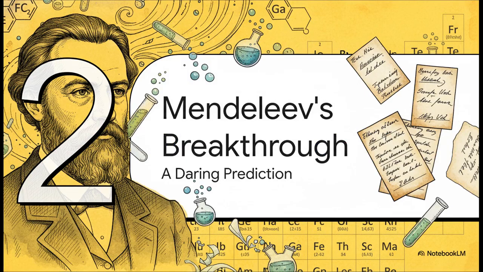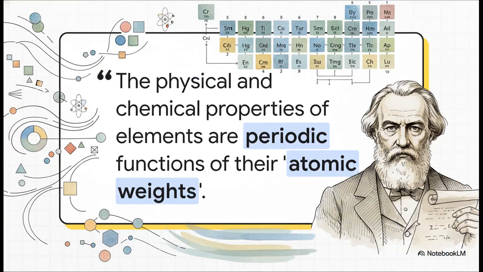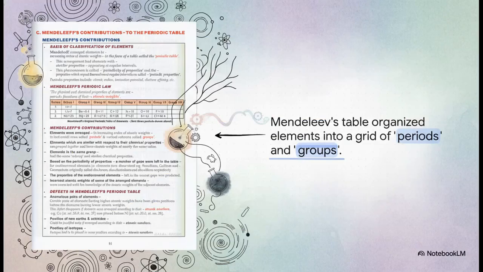And this brings us to the hero of our story, Dmitri Mendeleev. In 1869, he didn't just find another little clue. He had a breakthrough that was going to change chemistry forever. Mendeleev's big idea was actually simple but incredibly powerful. If you line up the elements by their atomic weight, their properties don't just change randomly, no, they repeat in a predictable periodic pattern.